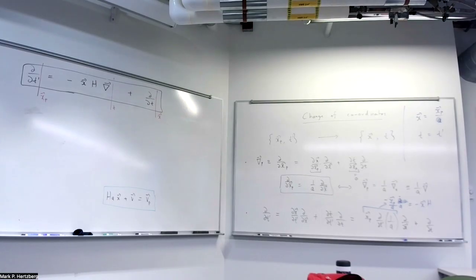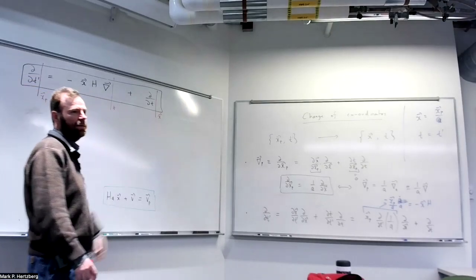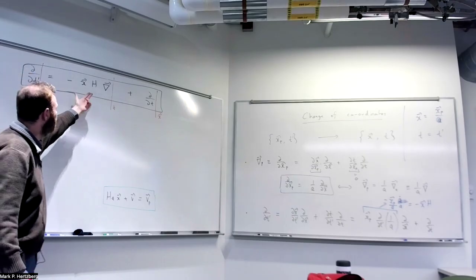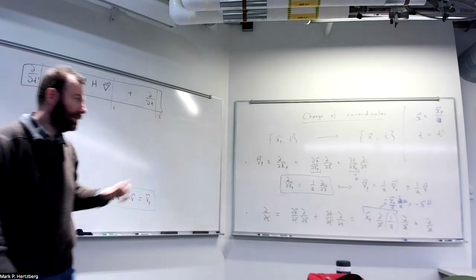Okay? So since xp and x are different things, related by a scale factor that depends on time, we can have the possibility that d dt prime at fixed physical is different than d dt at fixed x. And they do differ by an amount that depends on the expansion, the time dependence of A.